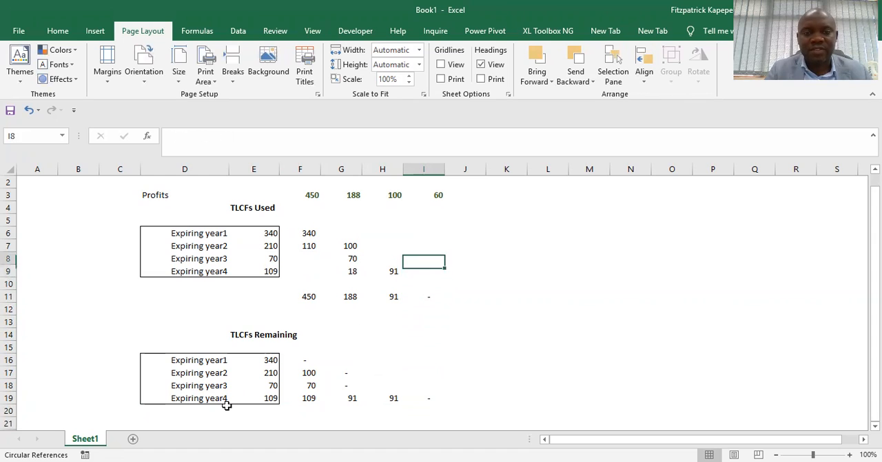You have something like this. You would have exhausted the tax losses available. You would have utilized all your tax losses. So this was manual, very manual.